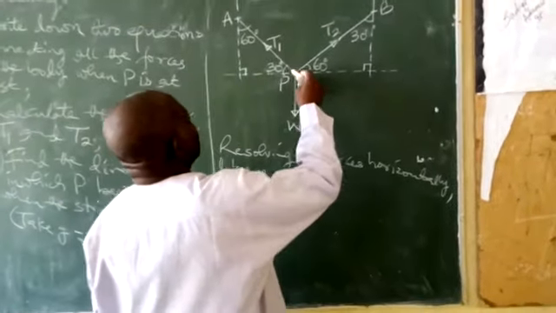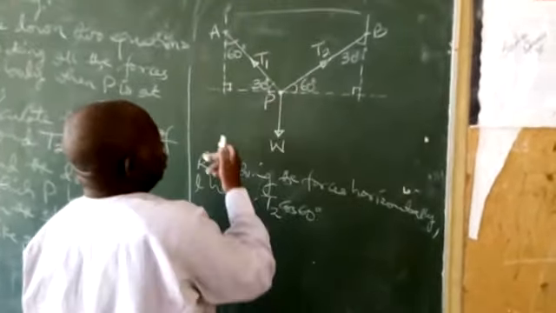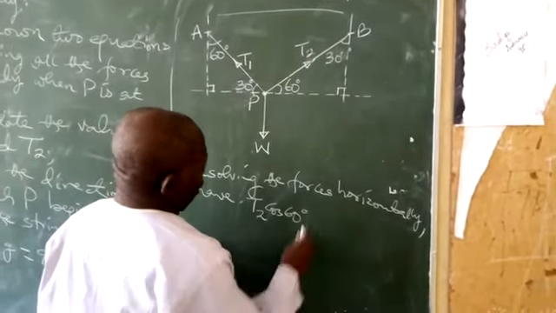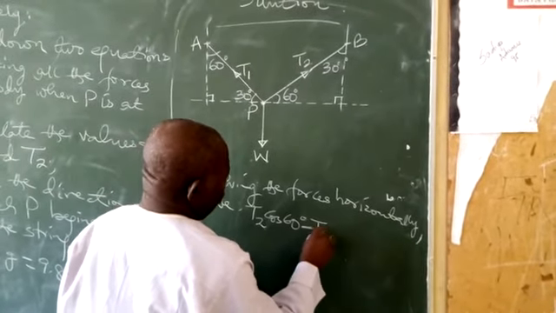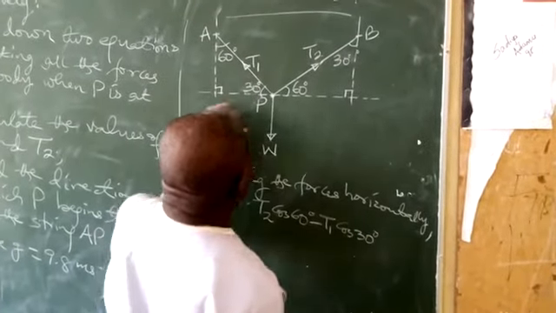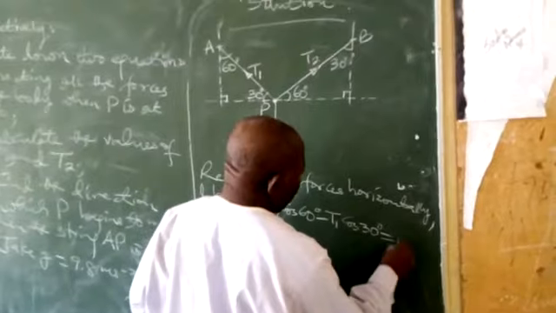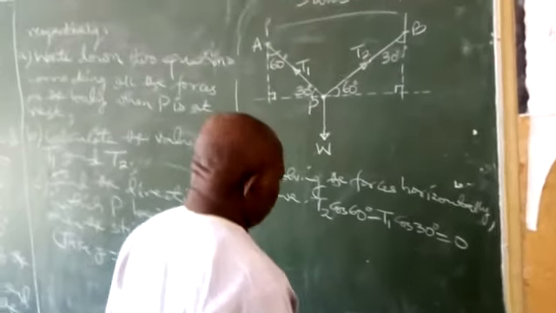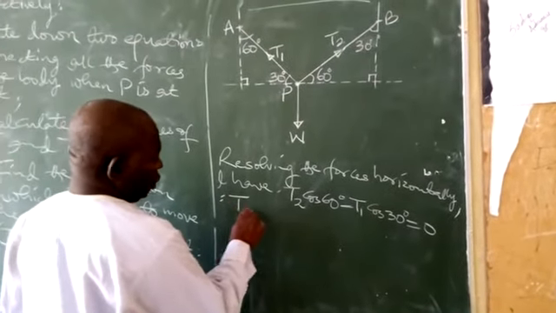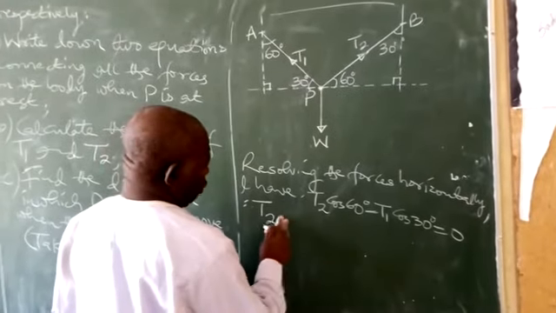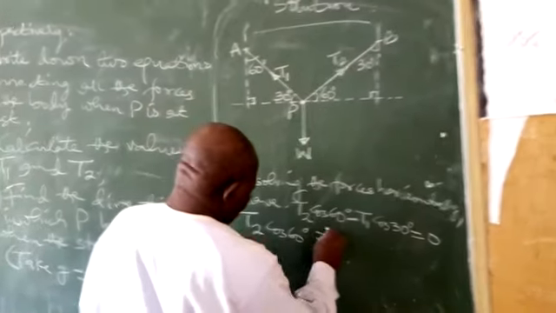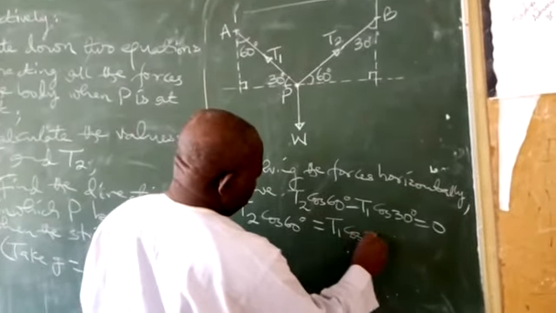Then T1's component is along the negative direction of the x-axis. So that will be minus T1 cos 30 degrees. There is no other force in the horizontal direction. That will be equal to 0, since the body is at rest, that is, it is at equilibrium. So it means T2 cos 60 degrees is equal to T1 cos 30 degrees.